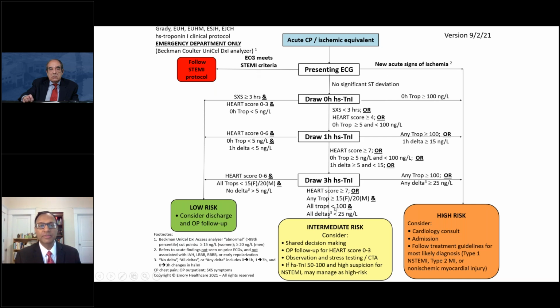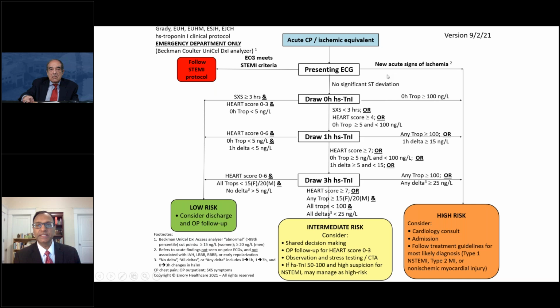I also want to highlight that if your initial ECG shows STEMI, you're done. You don't even go down this algorithm. You don't even care what the troponin shows. If they have chest pain or equivalent symptoms and the ECG meets STEMI criteria, you immediately follow the STEMI protocol where you activate your cath lab for immediate primary PCI, or if you're in a hospital that does not do 24/7 PCI, you immediately deploy and administer fibrinolytic therapy.